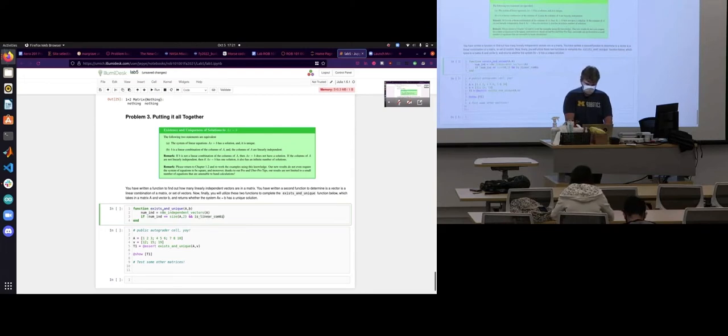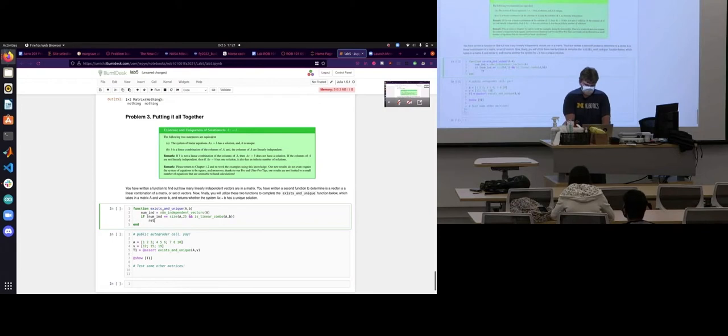And then we're going to check that B is a linear combination, of course. B is a linear combination of A. That'll check that the solution exists. If the solution exists and it's unique, we'll return true. Otherwise, we'll return false.